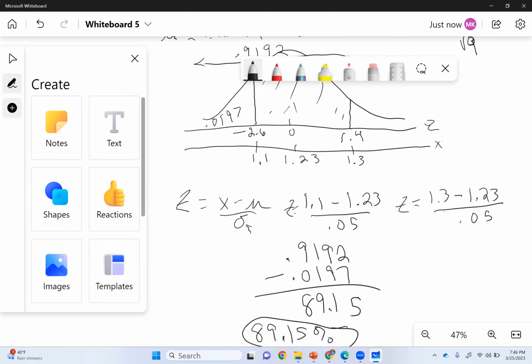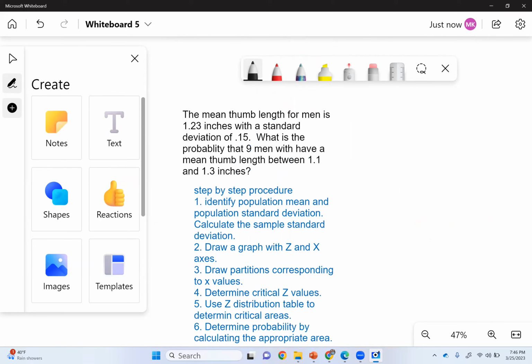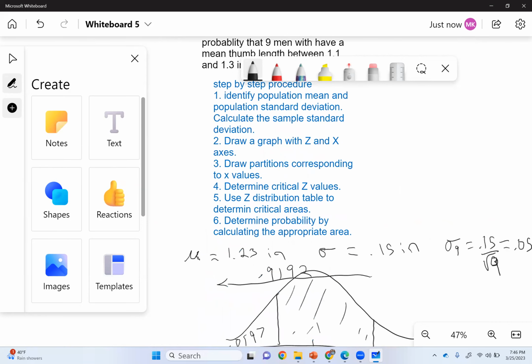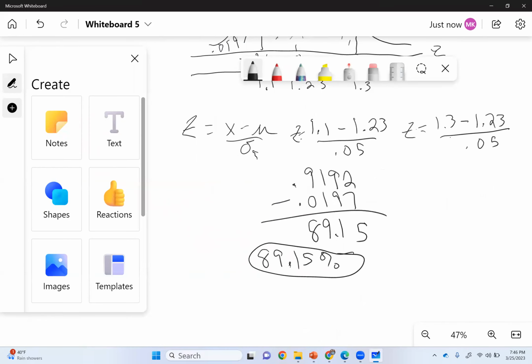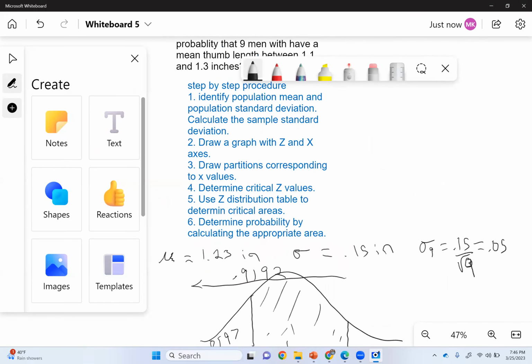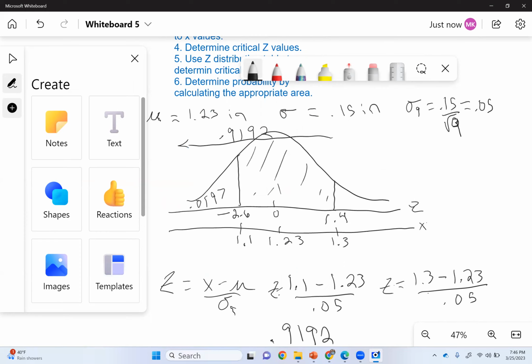So let's go back and interpret this. What is the probability that 9 men will have a mean thumb length between 1.1 and 1.3 inches? And the answer to that is 89.15%, which looks very reasonable because the standard deviation is very small, and the range of our mean is very close to the mean of the population, so it makes perfect sense.